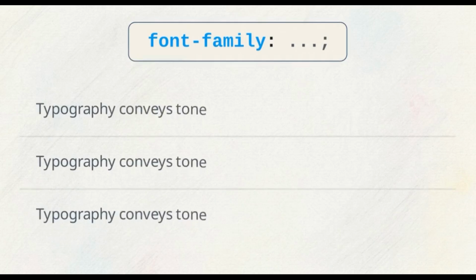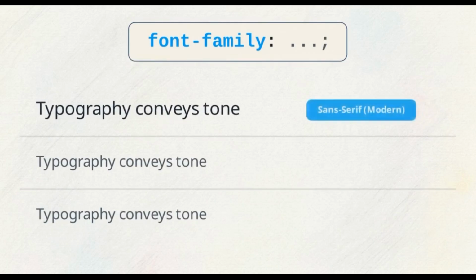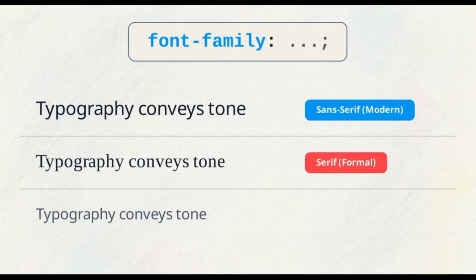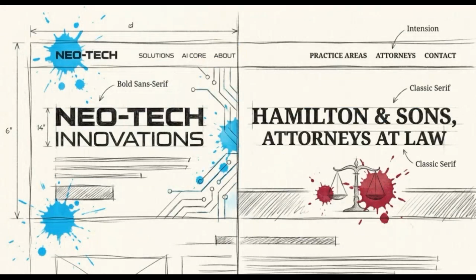The font family property allows you to swap out the shapes of your letters. You can choose different fonts to make your text look modern and clean, or traditional and formal. This choice changes the tone of your message. A tech company might want a sharp, modern look, while a law firm prefers something more classic.